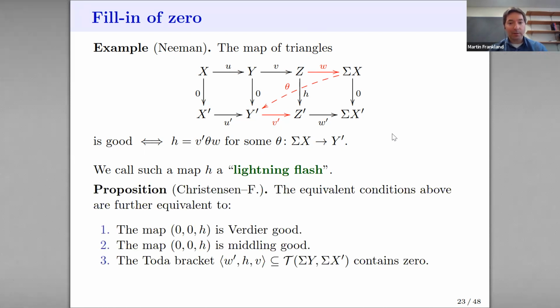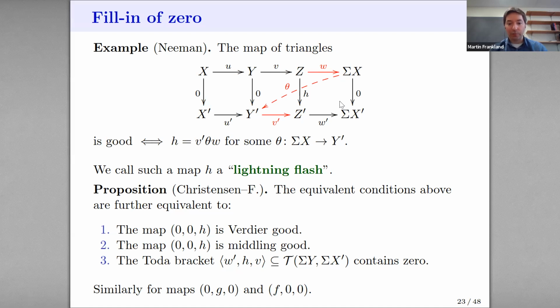And in fact, this is also equivalent to Verdi goodness and middling goodness and some condition involving the total bracket. So the total bracket of what three maps? Those three maps, this little snake here, has some non-empty total bracket because each of the twofold composites are 0. And if it contains 0, then you're looking at a good map, and conversely. All right, so that's nice. For simple enough maps, we can characterize what's going on, but then it gets trickier for more general maps.